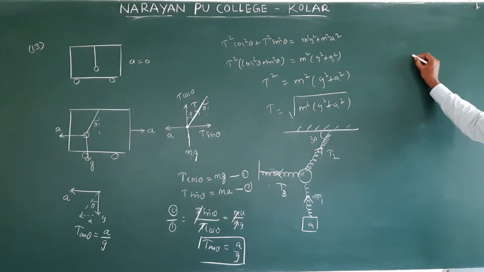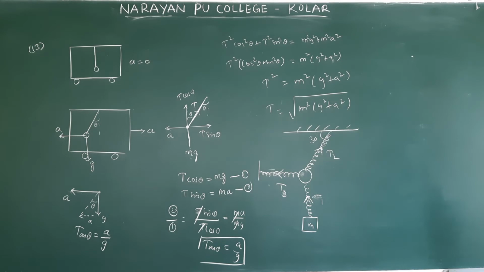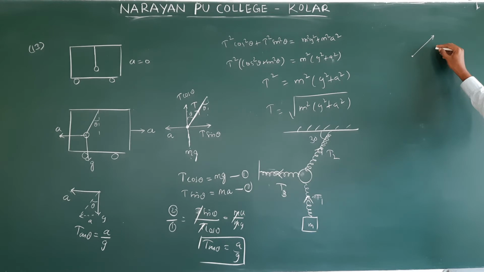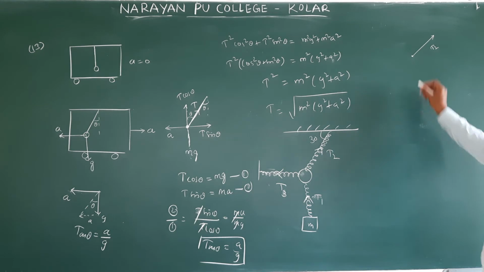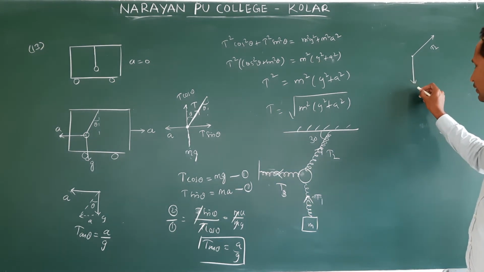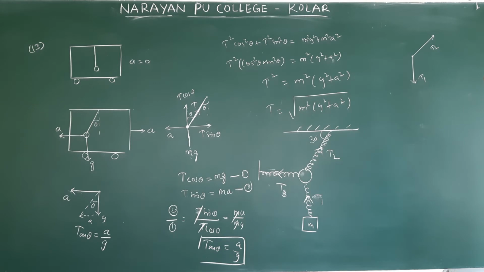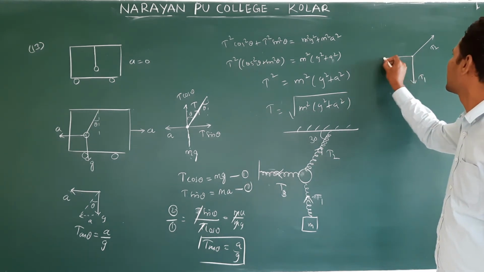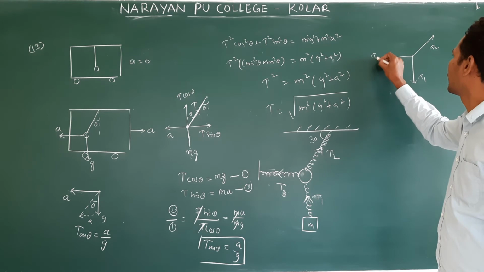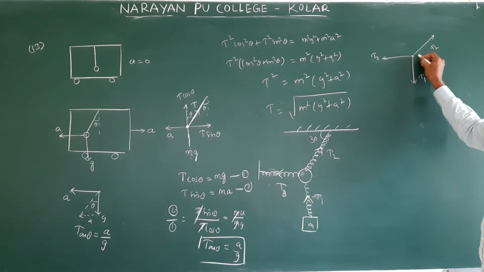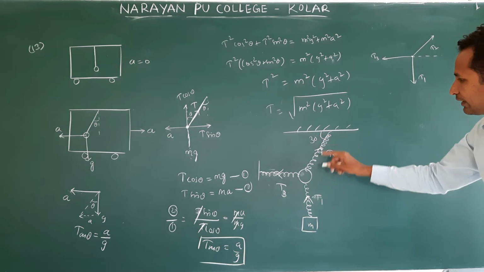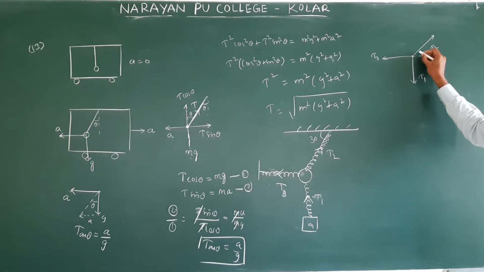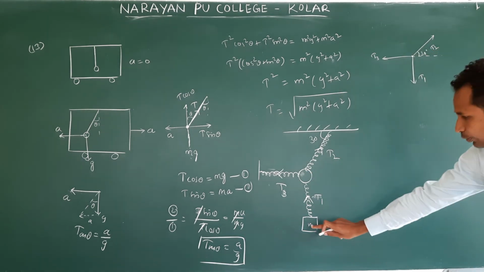Okay, now I am drawing the free body diagram. This is T2. This is T1. Next, this is T3. Clear? This is 30 degree. If I extend and draw the line parallel, this will be 30 degree, right? This is on the ring. What about M?